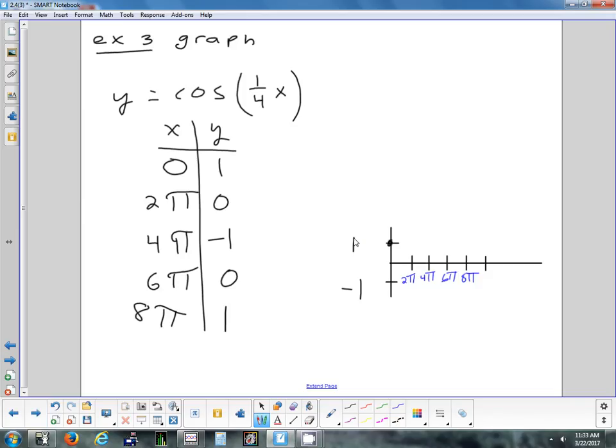Okay, so we got 0, 1, 0, -1. I probably should have put my labels a little lower. 0, back to 1. And again, just try to make it look curved. It shouldn't look like it's a really sharp V shape.